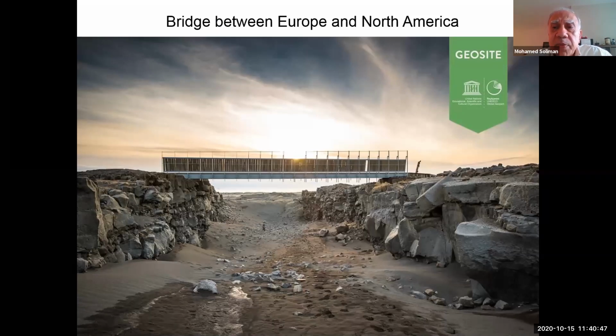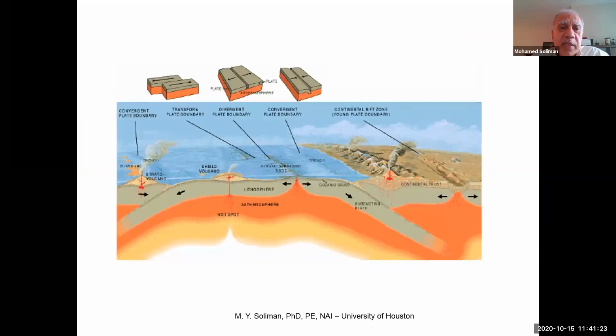In Iceland, I downloaded this map from Google. You can see on one side, this is Europe. On the other side, this is North America. There is a bridge that you go across from one side to another. You are crossing from the Euro-Asian plate to the North American plate. And this distance keeps increasing. In the lifetime of a person, it goes away by 6 feet.